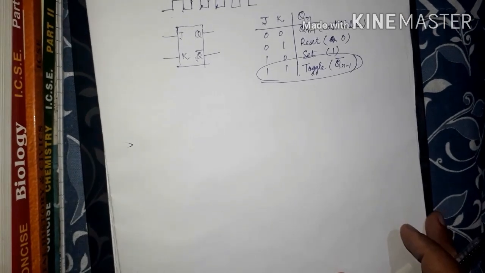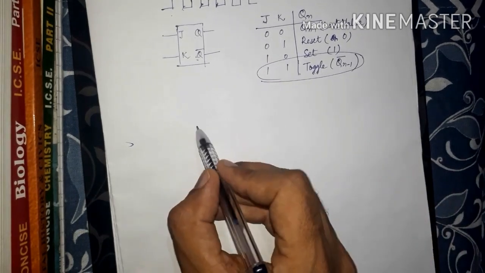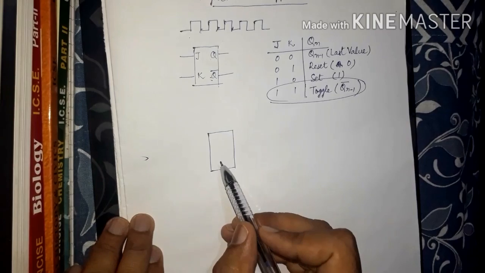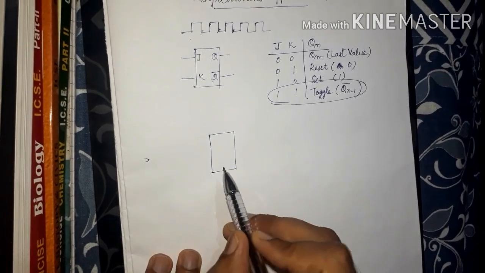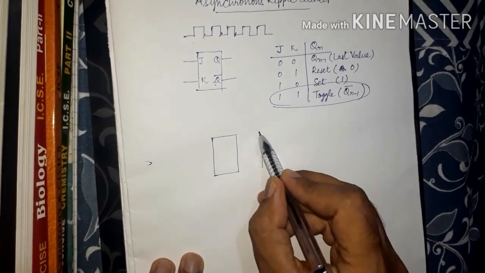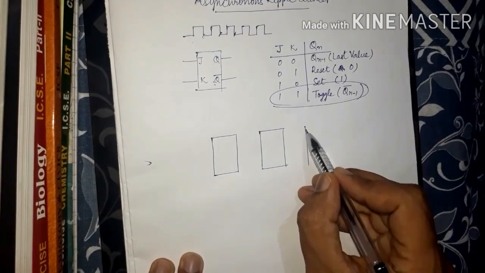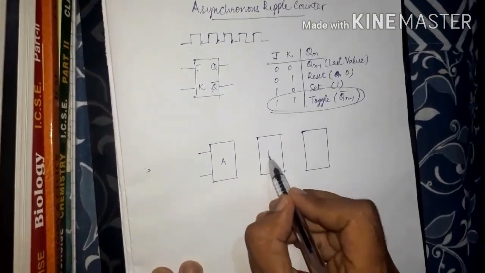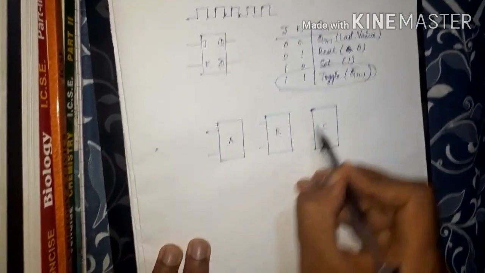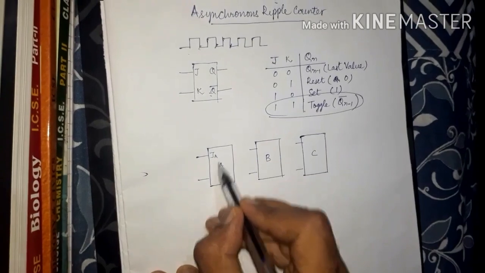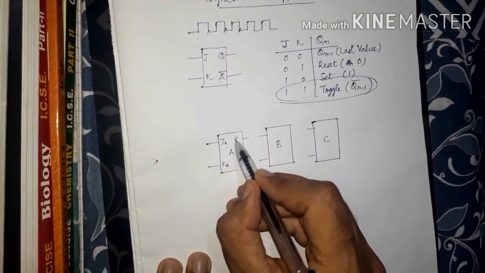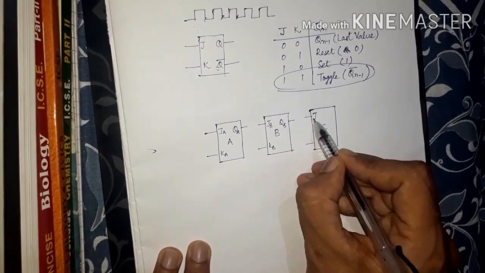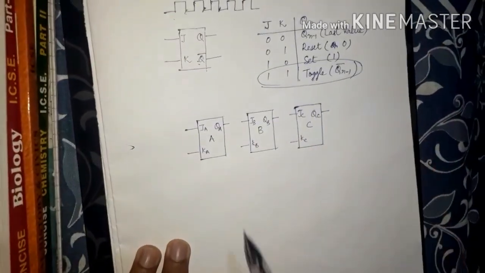Now I move on to the design of a counter. Let's start studying the circuit design of a basic counter. We have three JK flip-flops, which are named A, B and C. All of them have inputs JA, KA and the major output QA. Similarly JB, KB and QB, and JC, KC and QC.